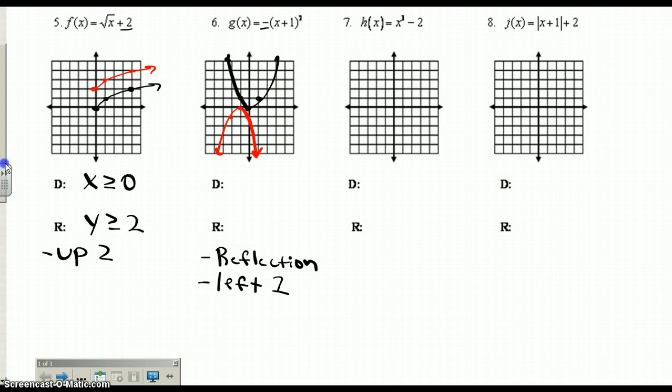Okay, let's look at the domain. It goes negative infinity to the left, positive infinity to the right, so it's all reals. And now it's flipped upside down, so y is not going to be greater than or equal to 0, it's going to be less than or equal to 0.